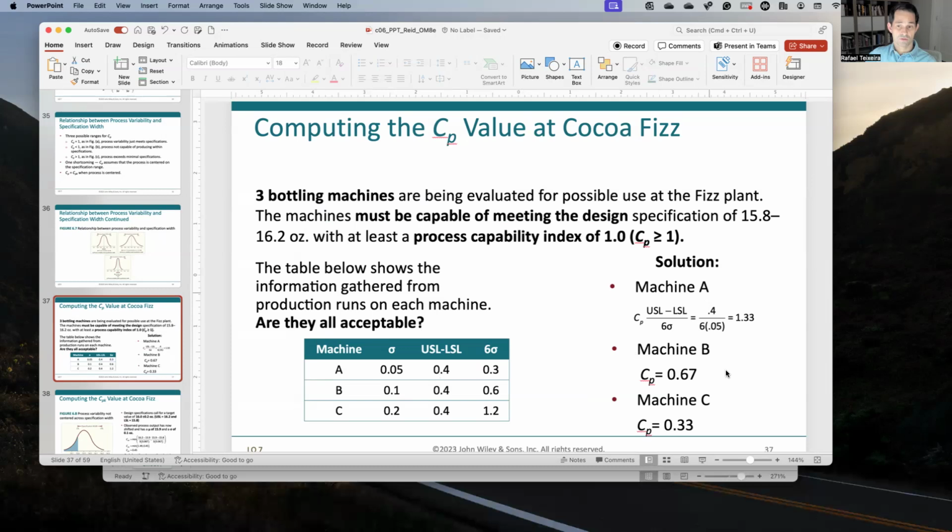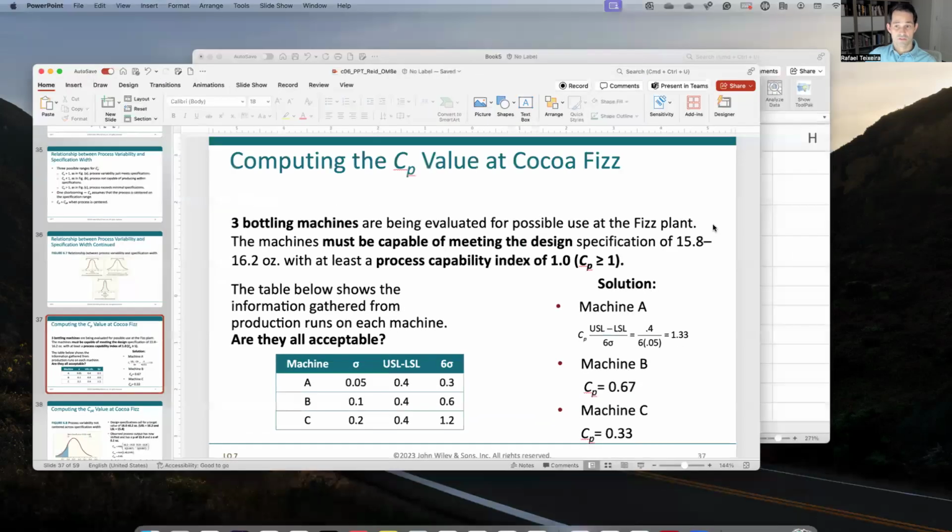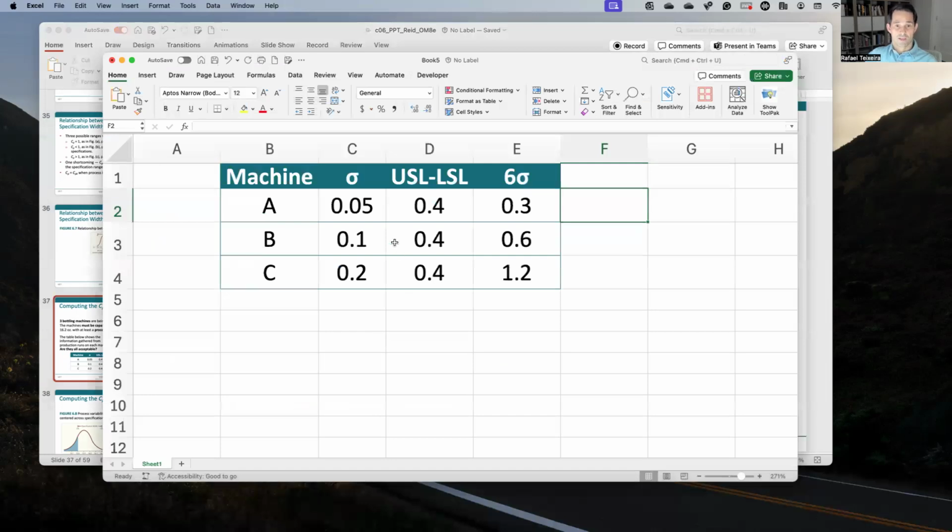Now it's very easy to compute these numbers. Let's see in Excel just to get it done. Here are the machines and standard deviations. Just copy the data to Excel, and it's easy to come up with this. The CP is equal to the difference between the upper and lower specification limits divided by 6 times the standard deviation. We could do that formula for each row, but I'm simply copying here because it's easier.